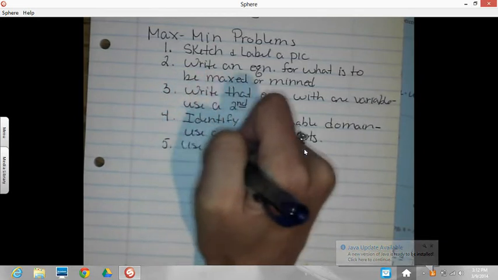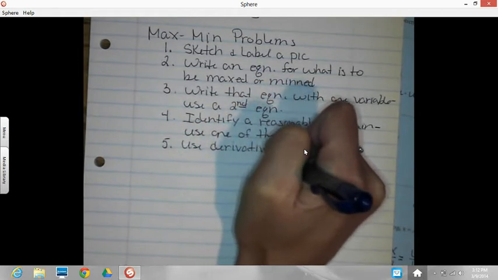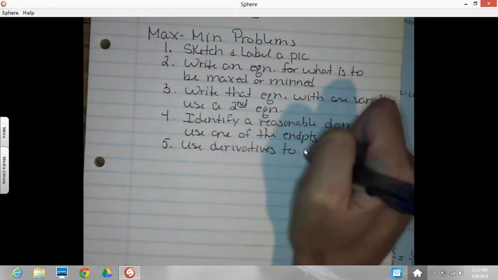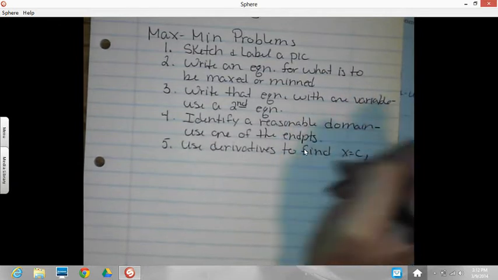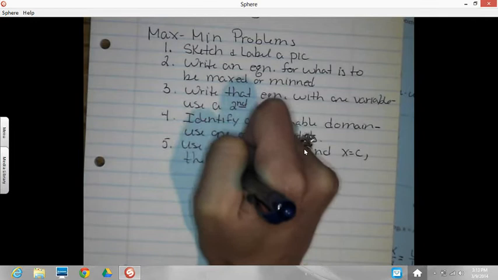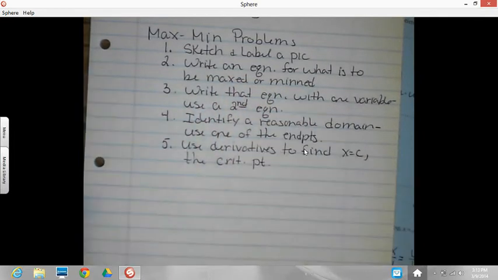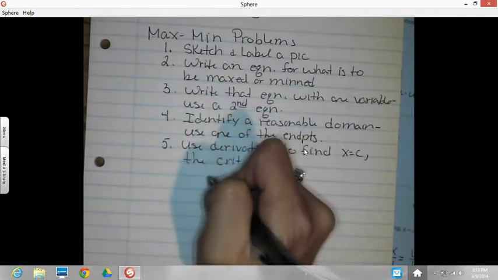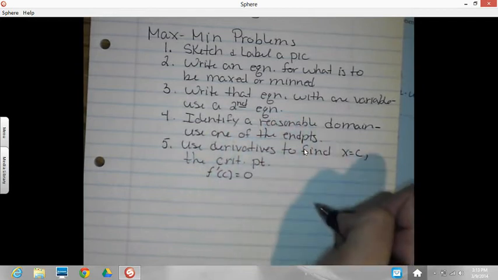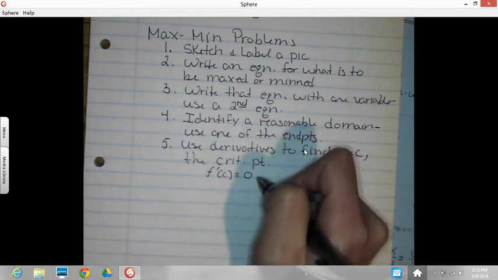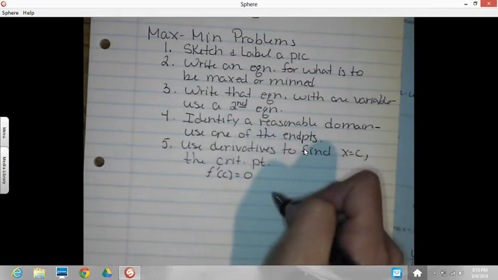Then use derivatives to find x equals c, the critical point. Remember, when the derivative equals 0, we've got a critical point. It's either a max or a min. And what we're going to do to check to see which one it is, instead of doing the before and after, there's a little shortcut.